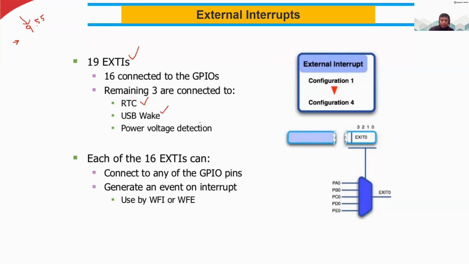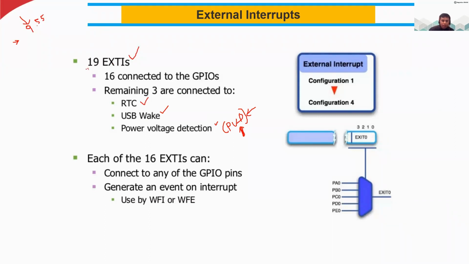And the USB wake, and then the power voltage detection, which we simply call PVD. In case there is any power failure, it needs to be detected immediately. So these all are external interrupts. Of course, if there is a power failure, it will immediately shut down the CPU, right? So how is it happening? We have the interrupts, so we are just informing everything.